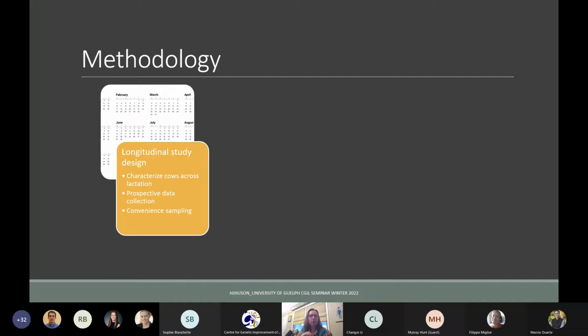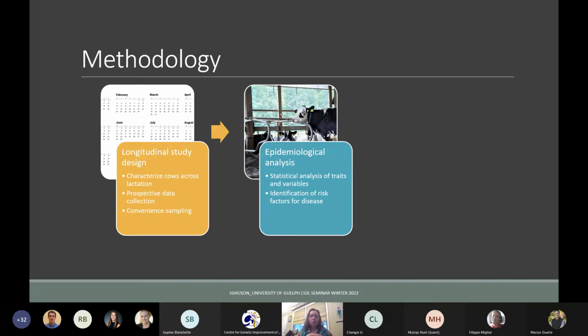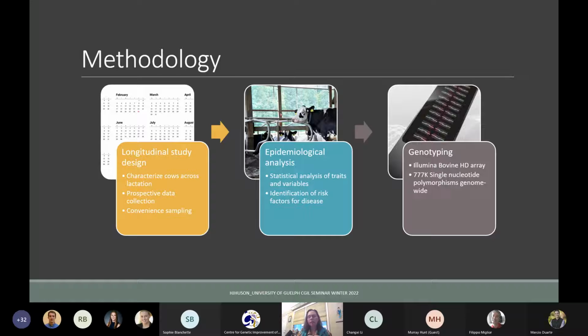So there is a bit of logistical limitation there, and convenience sampling, that worked with the farm because they're a commercial farm. After I collected this data, the first step was not genetics. It was really to do an epidemiological analysis, so really statistics, and look at how these traits related to the disease that I was interested in. How did the multiple variables I collected correlate to one another? And then I wanted to use that to inform my genetic research.